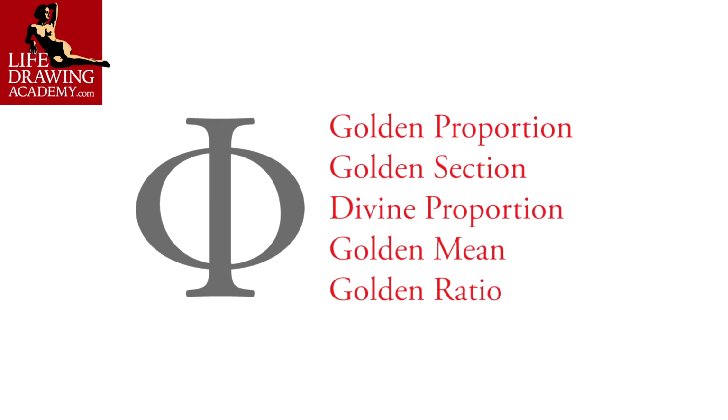The golden proportion, also known as golden section, divine proportion, golden mean, or golden ratio, is a universal principle that is present in nature, science, and art. The Greek symbol phi is used for the golden proportion.